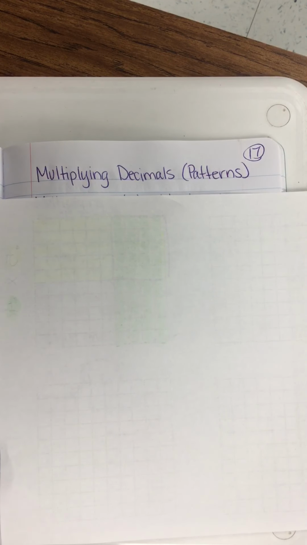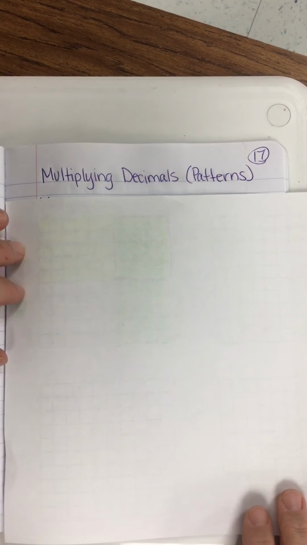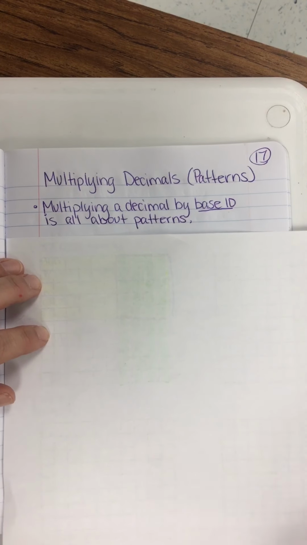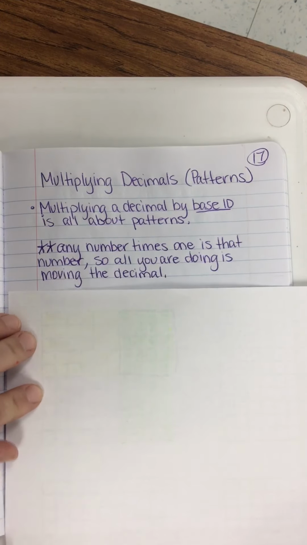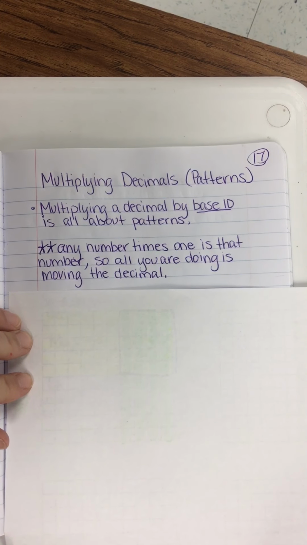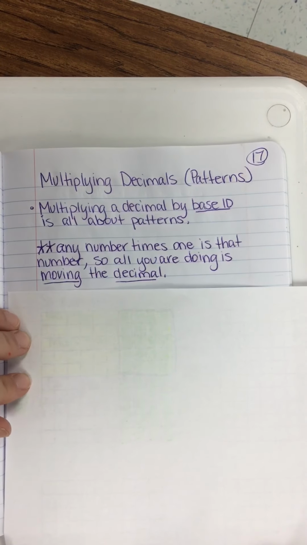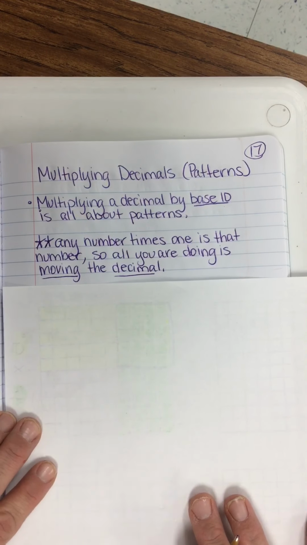Okay, page 17 in your notes, multiplying decimals with patterns. The first thing we want to talk about is that multiplying a decimal by base 10 is all about patterns. We need to know that any number times 1 is that number. So all you're doing when multiplying by base 10 is moving the decimal. Every time, that's all we're doing.